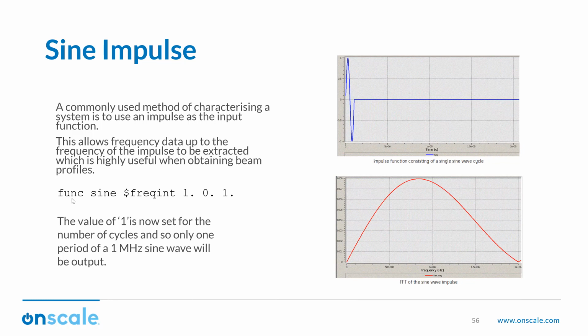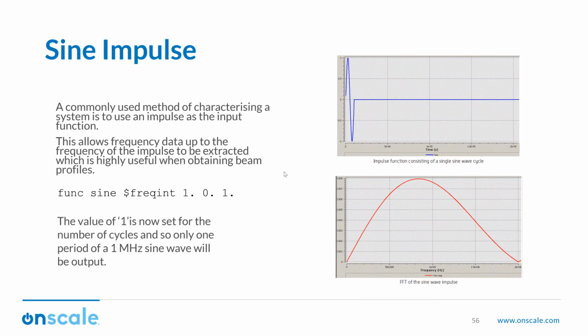The sine impulse is defined using the func sine command. The first parameter is the frequency, and then the one is for the amplitude, and the one here in third position is for the number of cycles. So you see that there's only one cycle because this is an impulse. So we only send one cycle. And what we get here is the FFT of this one cycle.